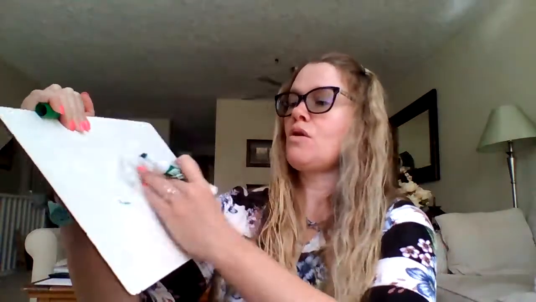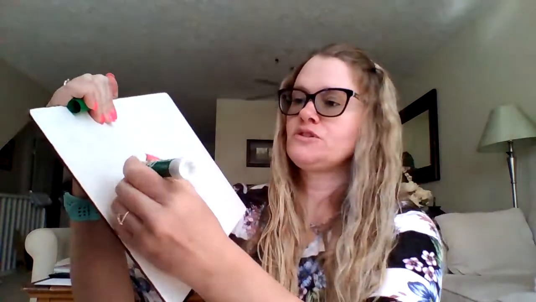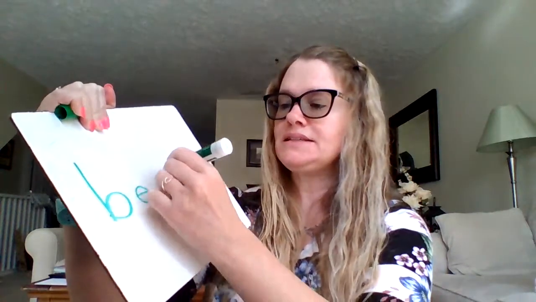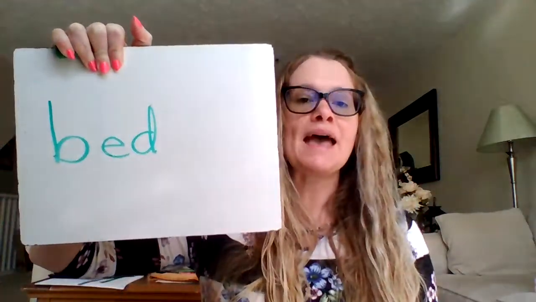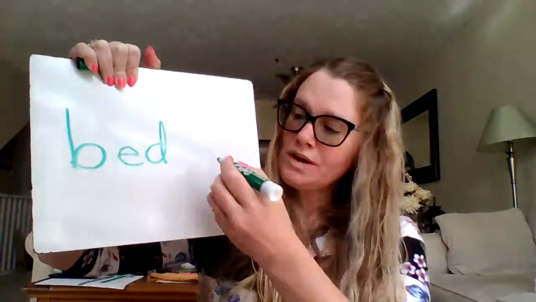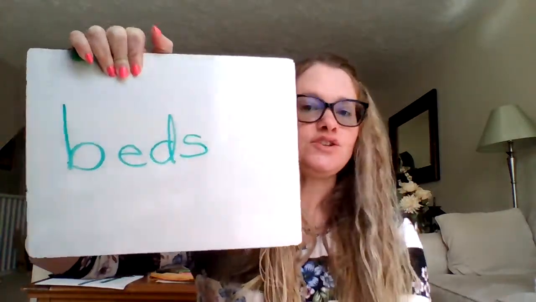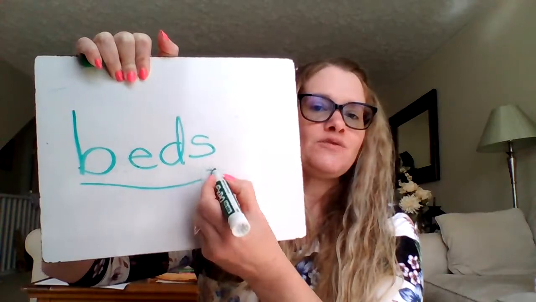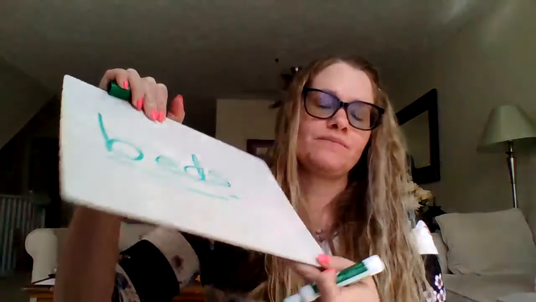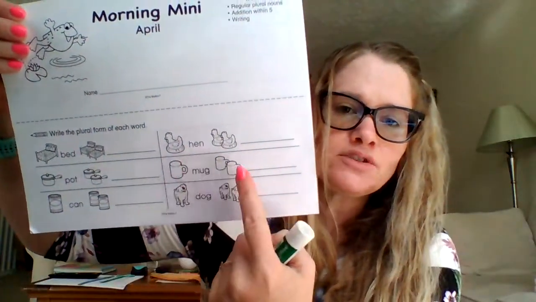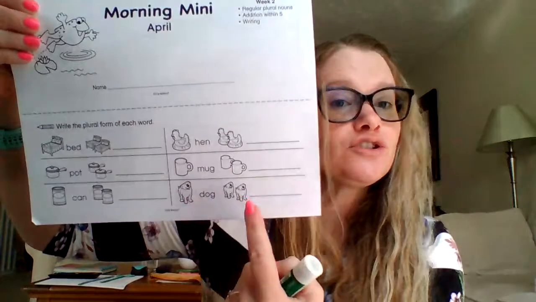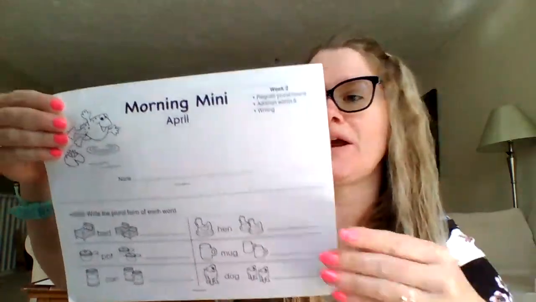okay? So on your paper, the first one was bed, B-E-D. I have a bed. She has 2 beds. You write the word, and then you add that S at the end, okay? So that's what you're working on. You have pot, 2 pots, can, 2 cans, hen, 2 hens, right? Mug, 2 mugs, dog, 2 dogs, which I just did on the whiteboard, right?